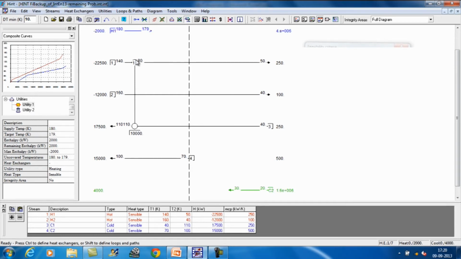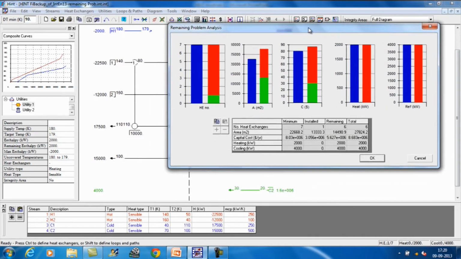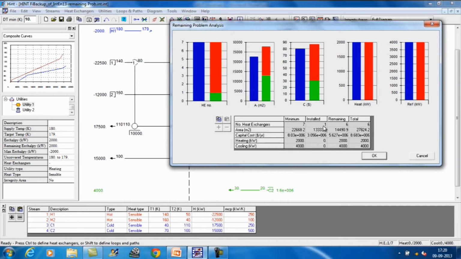Now, this match is of 10,000 kilowatt, and if I go to my remaining problem analysis, what I see is that I have installed one heat exchanger. Its heat transfer area is 13,333.3. My area from area targeting, I get area of 22,668.2, and when I place this match, the overall area becomes 27,824. And if I see this taxing is about 22.7%. So, this is 22.7% more than the area target, and hence this match is taxing a lot, and hence it should be removed.